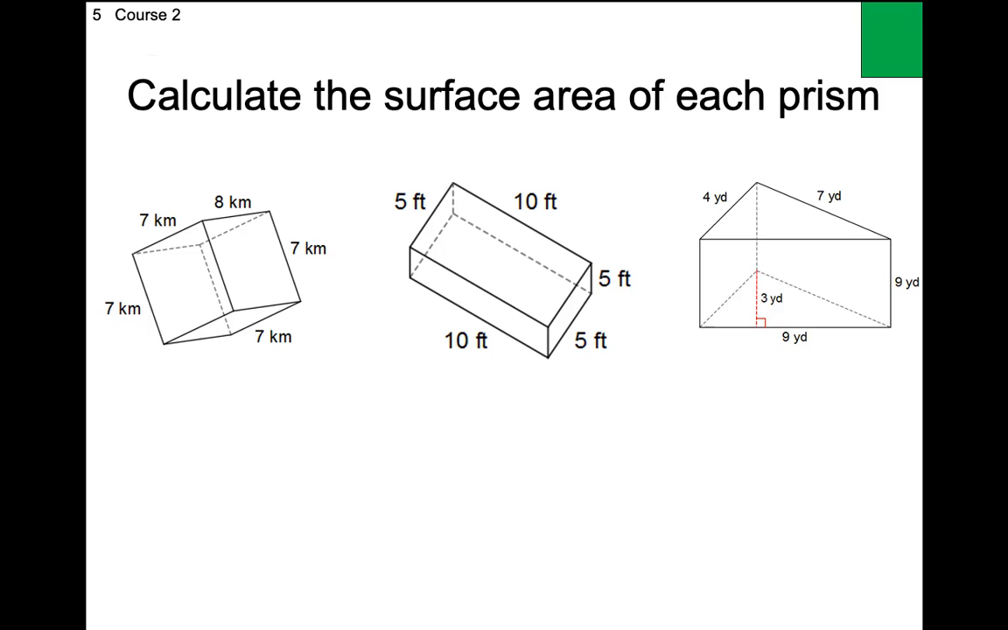All right. 30 times 5. 2 times 5 is 10 times 10 is. So we get 250. We're claiming that 250, and it's in feet, so square feet is the answer to the second one. Yes? All right.